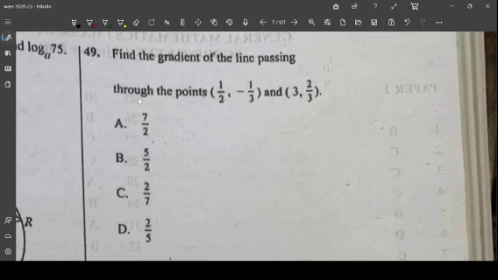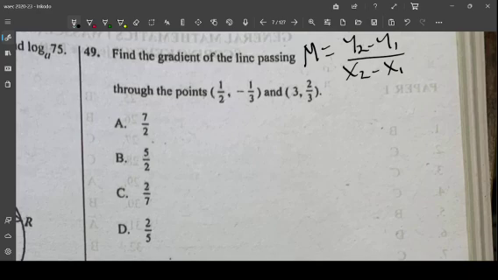All right, guys, welcome to question number 49, which says find the gradient of the line that passes through these 2 points. The first thing I want to ask is, what's the formula for the gradient of a line? The gradient m of a line is given as y2 minus y1 all over x2 minus x1. So you just simply need to be able to identify what your y2 and y1 are from the question.